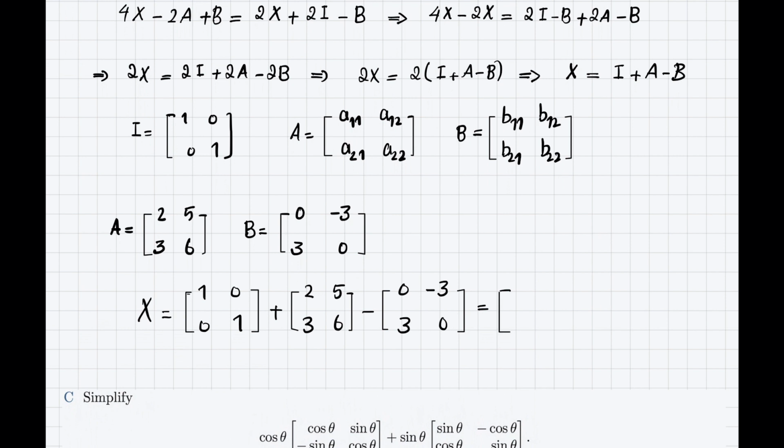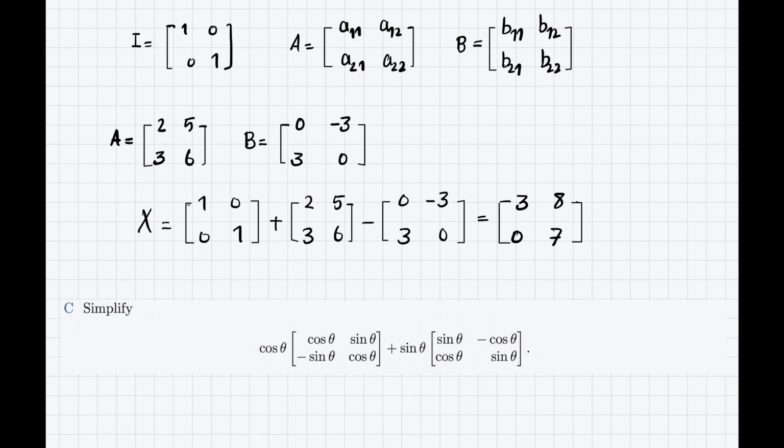So if I add 1 to 2, it becomes 3. Negative 0 is positive 3. The next one is 0 plus 5 is 5, minus 3 is 8. And then I have 0 plus 3 is 3, minus 3 is 0. And finally I have 1 plus 6 is 7, minus 0 is 7. So that would be the answer to this problem. This is the matrix that I was looking for. Okay?